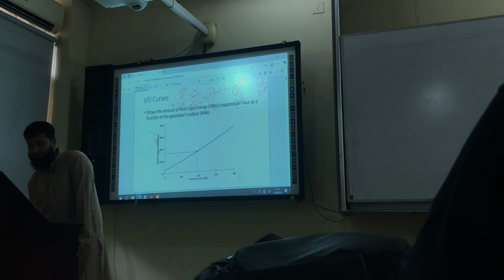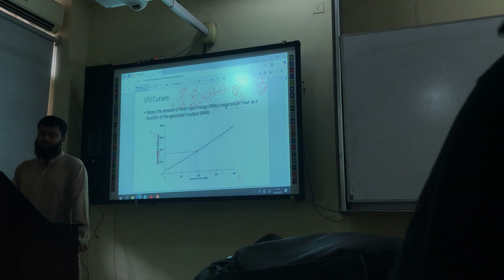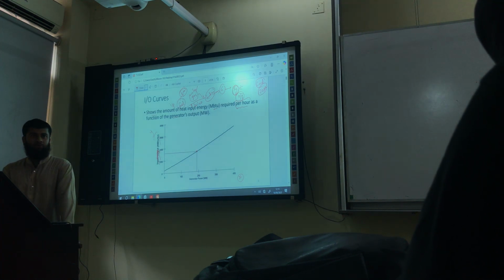Actually, this is written wrong. It should be the heat input energy per hour. Okay, heat input energy per hour. Actually, this should be in the caption. This figure is the input-output curve, and this y-axis label should be the heat input energy per hour.